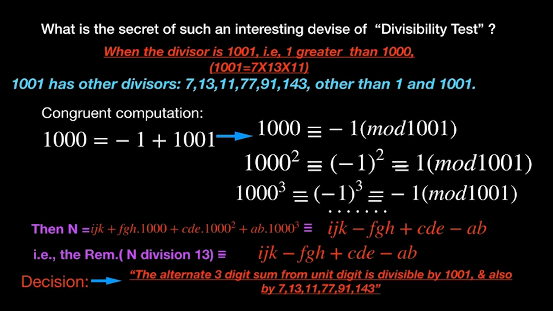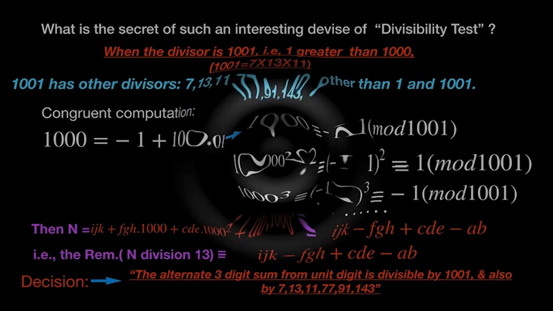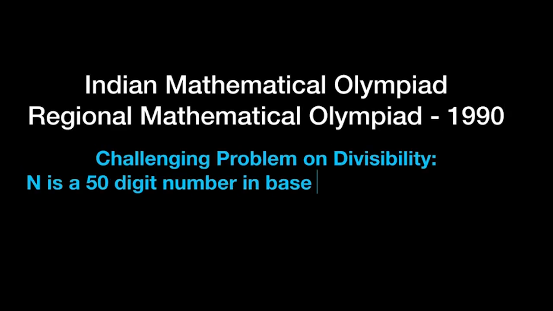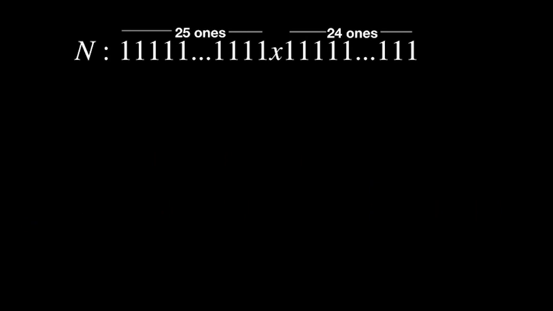Next we can approach today's challenging problem. The problem: there is a 50-digit number, and one unknown digit is there after 25, that is, the 26th digit is unknown. We have to find the value of the 26th digit. So before the 26th digit there are 25 ones, and after that unknown digit there are 24 ones, like this.